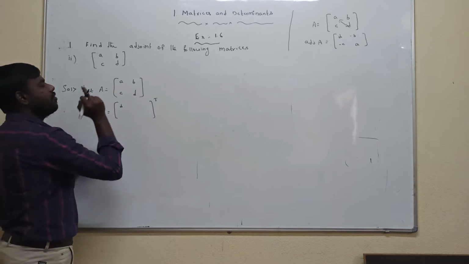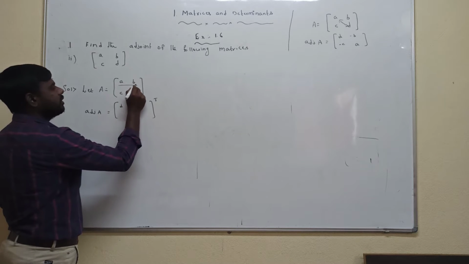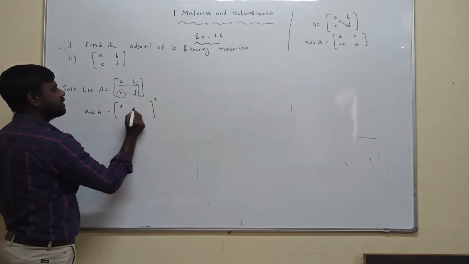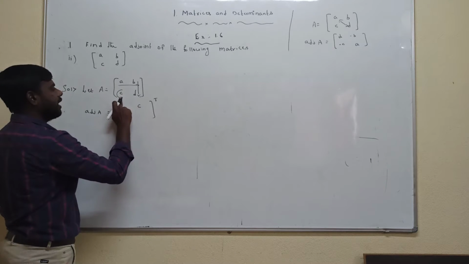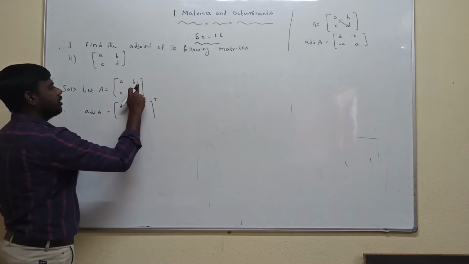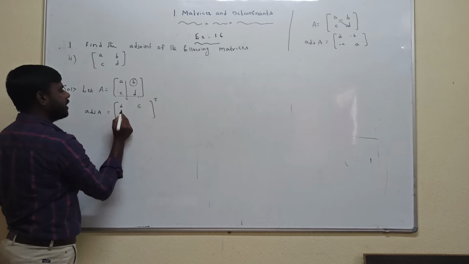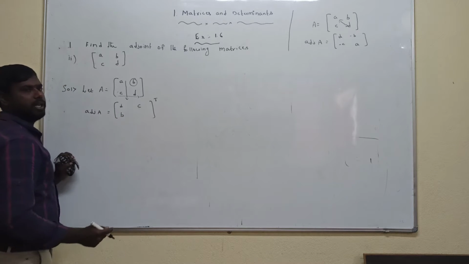Next, we are taking B. B is present in the first row, second column, so that row and column are eliminated, and the left of the element is C. Next, we are taking C. C is present in the second row, first column, so they are eliminated, and the left of the element is B.